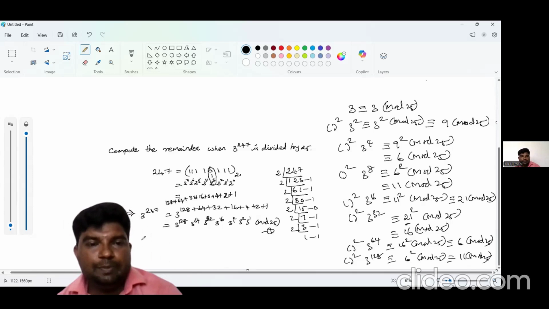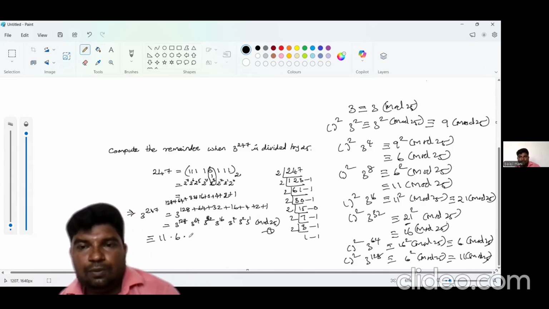So all the remainders should be substituted here. 3 power 247 is congruent to 3 power 128, remainder 11, times 3 power 64, remainder 6, times 3 power 32, remainder 16, times 3 power 16, remainder 21, times 3 power 4, remainder 6, times 3 power 2, which is 9, times 3, modulo 25.